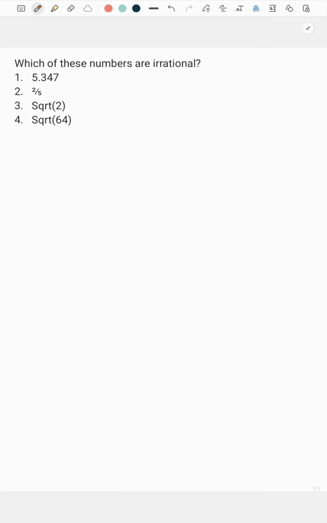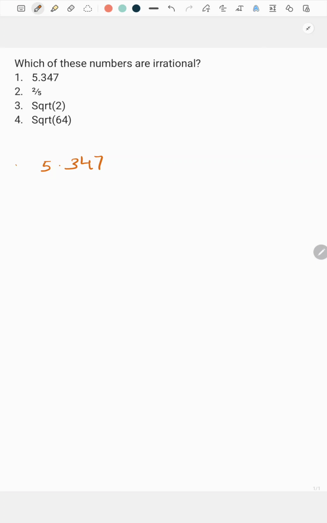Right, so irrational numbers. To understand irrational, let's first talk about what is rational. Rational numbers are numbers that are either integers or that can be written as a ratio of two integers. For example, 1 is a rational number, it is an integer. Or half is a rational number because it is 1 divided by 2. Or any number that you can write as a ratio, let's say in this first example here.